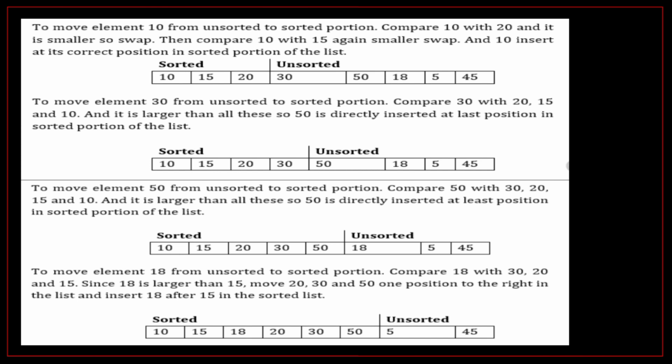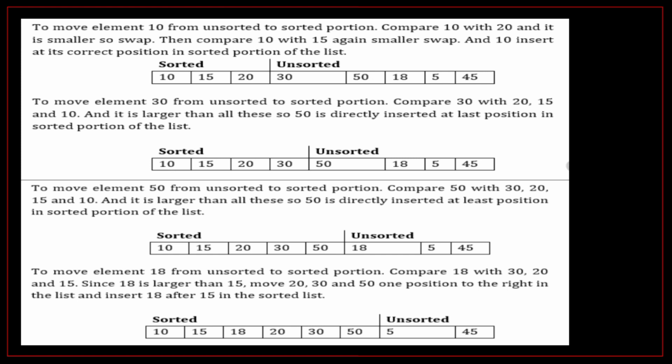To move element 10 from unsorted to sorted portion, compare 10 with 20 and it is smaller, so swap. Then compare 10 with 15 again, smaller, swap, and insert 10 at its correct position in the sorted portion of the list. So the sorted list is 10, 15, 20 and the unsorted list is 30, 50, 18, 5 and 45.